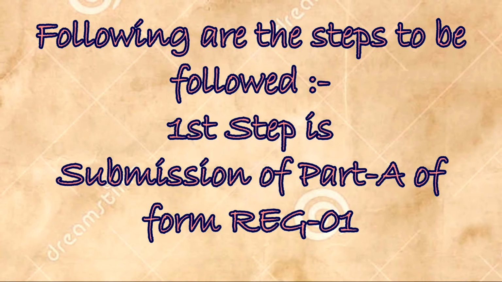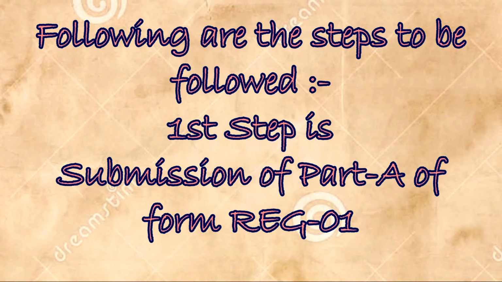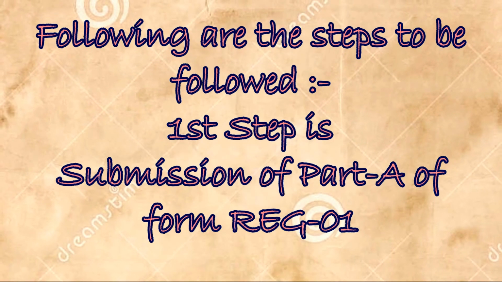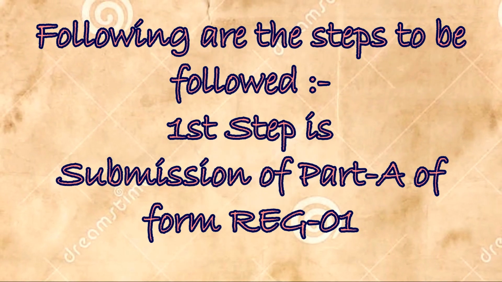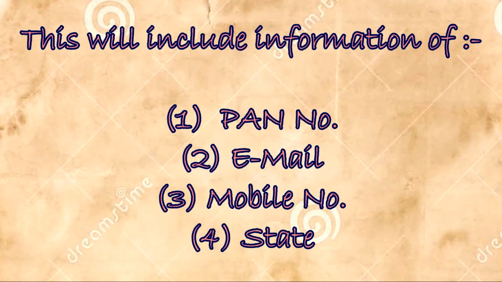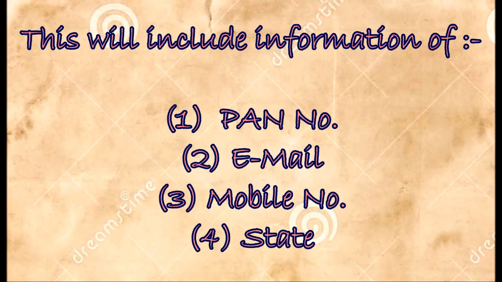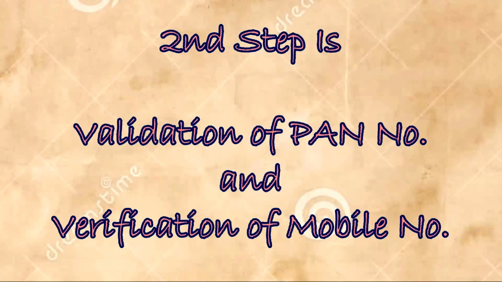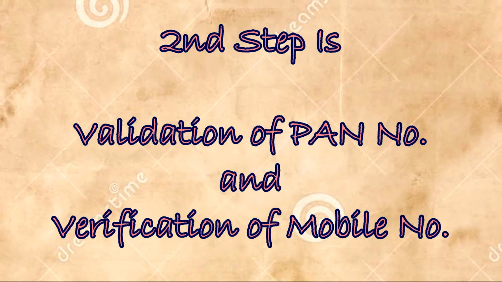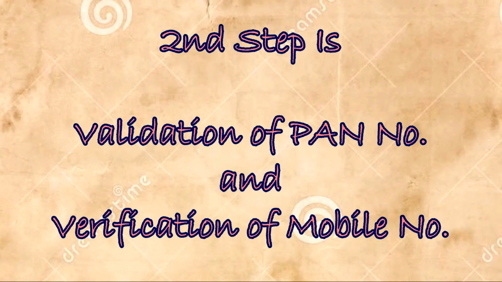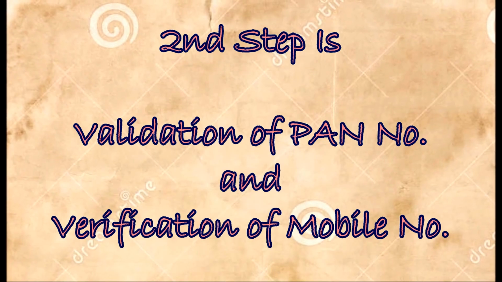In the first step, we will be submitting part A of form REG 1. In part A, we have to submit 4 details. Number 1, our PAN card. Number 2, email ID. And number 3, mobile number. And number 4, the state in which we are getting registration. After submission of part A, our PAN will be validated by the common portal and our mobile number and email ID will be verified through a separate one-time password.